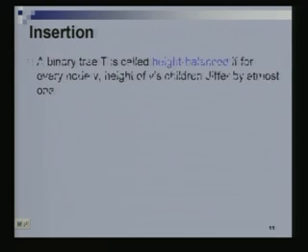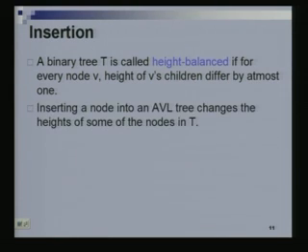Now, suppose you were to try and insert. When you are going to do an insert, what can go wrong? Recall that we call a tree height balanced if the difference in the heights of its children is at most 1. So when I insert a node, it can change the height of some nodes, and as a consequence the height balance property might get violated.